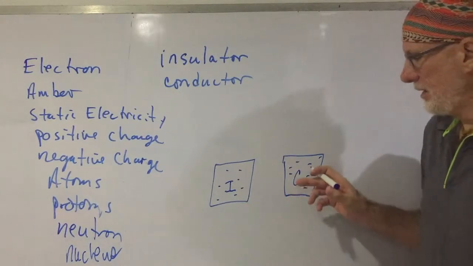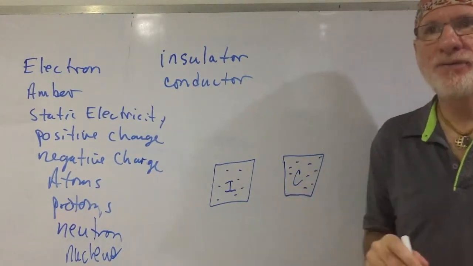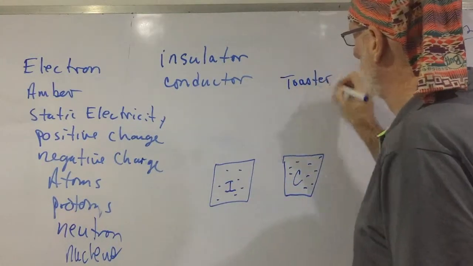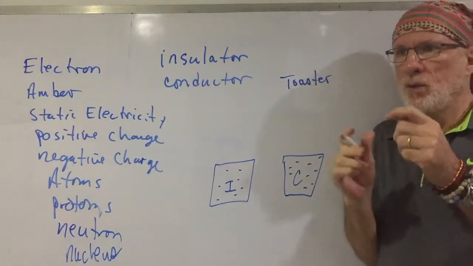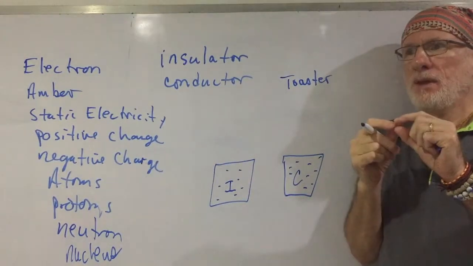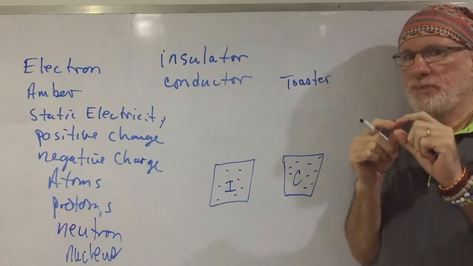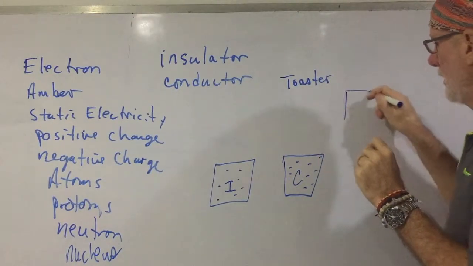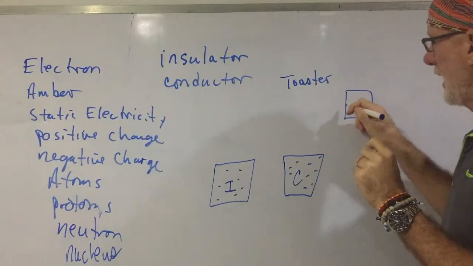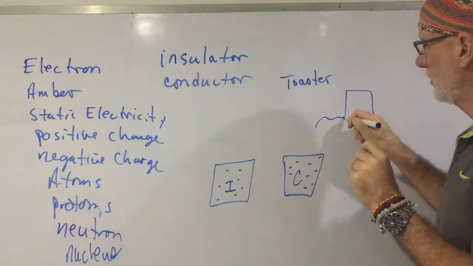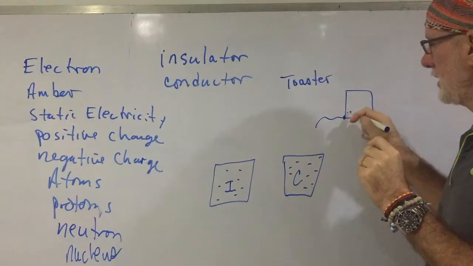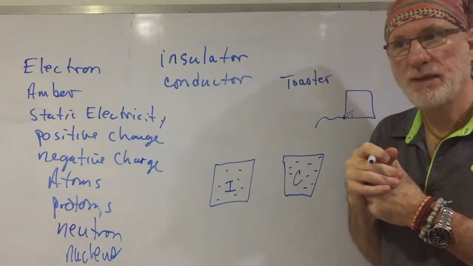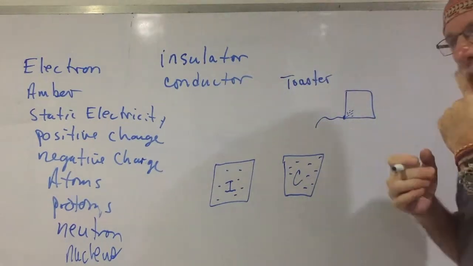Now, if I have like a toaster, where the electricity from the plug goes into the toaster, like say right here. Here's the toaster, and here's the plug that goes in here. Now, can't electrons build up there? Yeah, they can. Static electricity. They can build up there, right? Okay. Well, what happens is this.